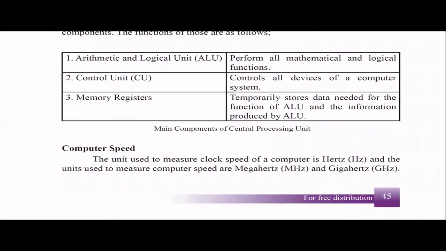Okay, then comes the computer speed, right? Normally computer speed is measured using hertz. You may have heard, right? Hertz can be megahertz, gigahertz, like our grams, kilograms. Similar to that, we have hertz, megahertz, gigahertz, with different units. But the basic unit we measure the clock speed of a computer is hertz.